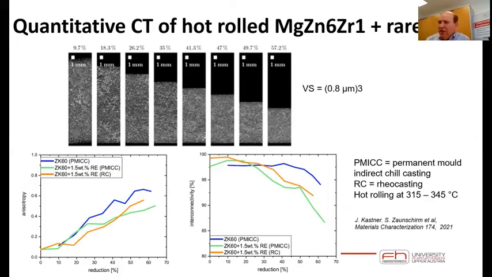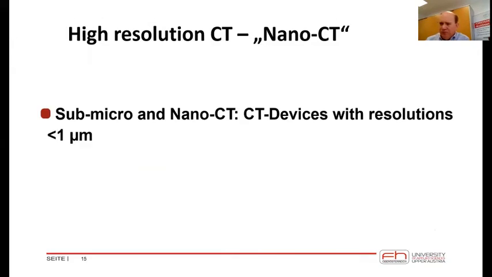So this means there is some change in the 3D structure of the material. So these were just a few examples about quantitative CT.